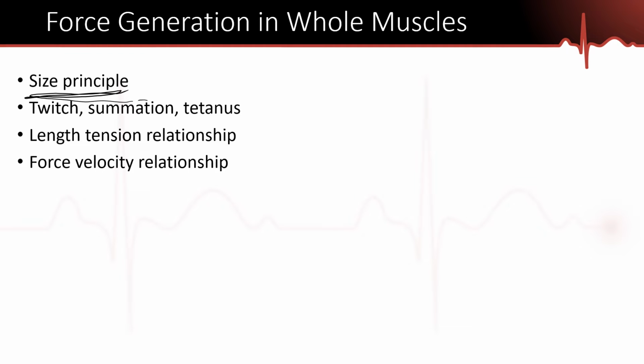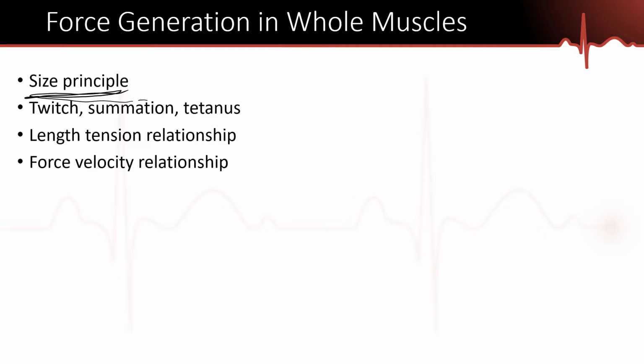How many muscle fibers within that whole muscle are actually generating force? If there's very few muscle fibers contracting due to few alpha motor neurons generating action potentials, then the muscle isn't going to generate a lot of force. If there are lots of muscle fibers contracting due to a high quantity of alpha motor neurons generating action potentials, then the muscle is going to generate more force.